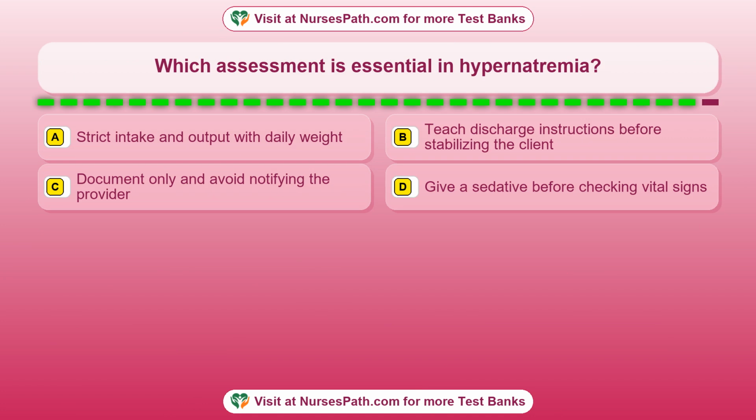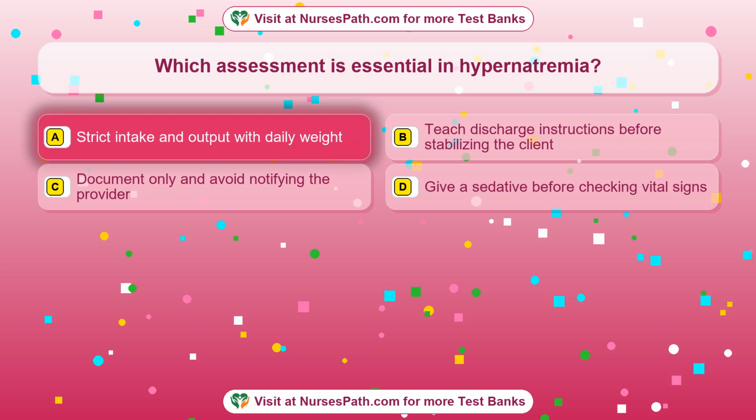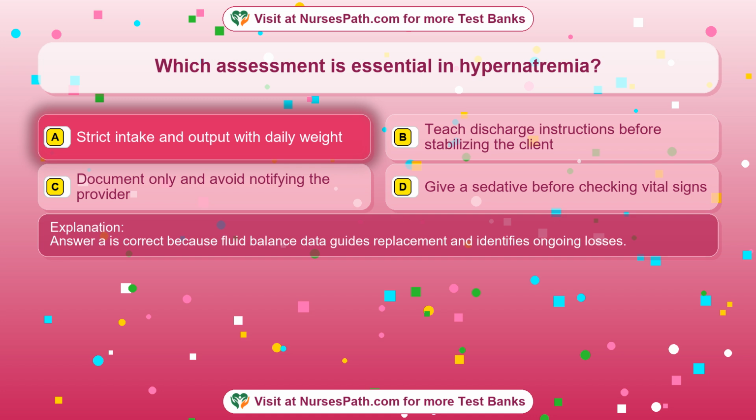Question 9. Which assessment is essential in hypernatremia? Option A. Strict intake and output with daily weight. Option B. Teach discharge instructions before stabilizing the client. Option C. Document only and avoid notifying the provider. Option D. Give a sedative before checking vital signs. The correct answer is option A. Strict intake and output with daily weight. Answer A is correct because fluid balance data guides replacement and identifies ongoing losses.